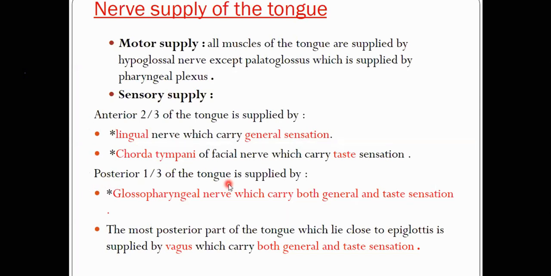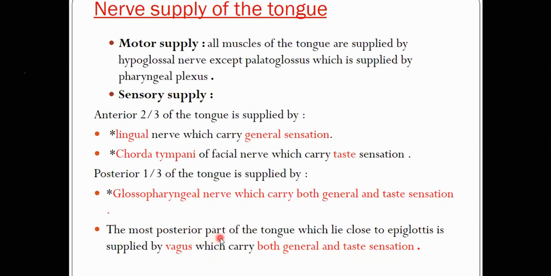Posterior one-third, which is behind the sulcus terminalis, is supplied by the glossopharyngeal nerve. Look at the name of them. Gloss means tongue, pharynx means pharyngeal nerve, which carries both general as well as sensory fiber. In the anterior two-thirds, there are two nerves: lingual, general sensation; chorda tympani, taste sensation. But in the posterior one-third, the glossopharyngeal nerve carries both general and taste sensation.